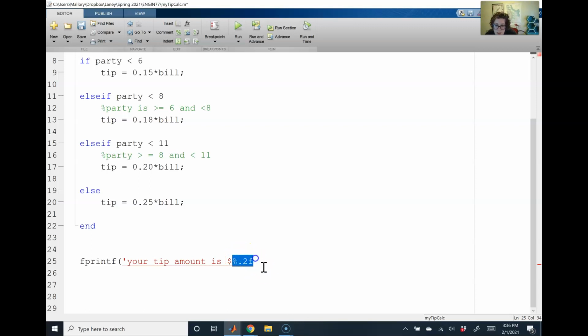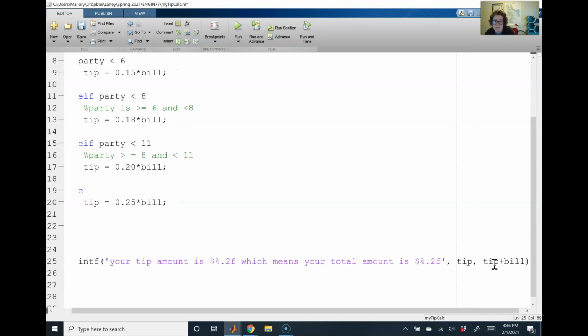It's also money, so I'm gonna put a $ sign in front of it. It's okay if you don't have this perfectly. Typically when I ask you to print like this, I help you out with this line. But this %f means we're gonna put something in there. And what we're gonna put in there is what comes next, tip. And we could add a second one. So your tip amount is this, which means your total amount is, we're gonna do this again. But for the second input, it's gonna be tip plus bill.